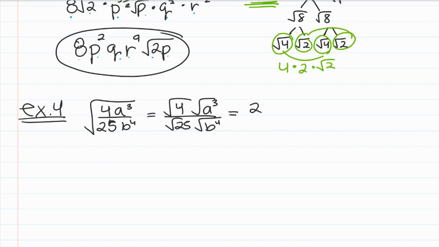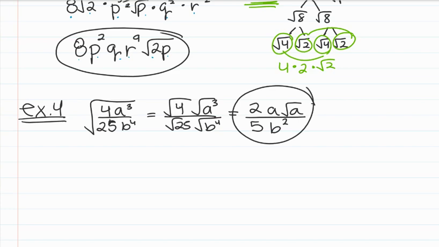Square root of 4 is going to become a 2. Square root of a to the third is going to become a to the 3 minus 1 over 2. So we're going to end up with a to the first power, right, times square root of a. And on the bottom, we've got 5 times b squared. And that's it.